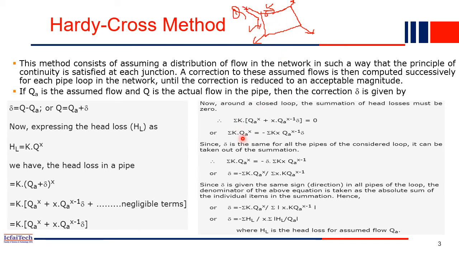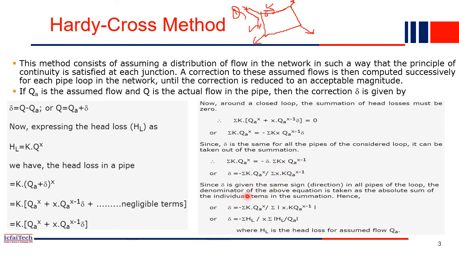You understand now, the delta is a constant, so that's why you can take delta out of the summation. Delta comes out of the summation because delta is a constant for all the pipes. So now delta equals simply this divided by the entire portion here. Basically we have to find the correction, right? Initially we assume Q_a, and then we find the delta, meaning the correction. Based on this correction, we again modify Q_a, and then we ultimately get Q. This is the expression we have already derived.